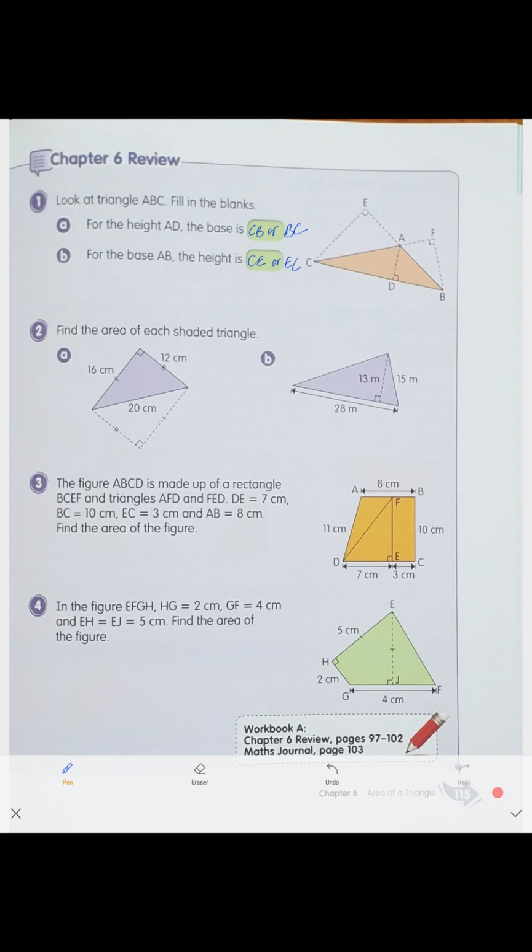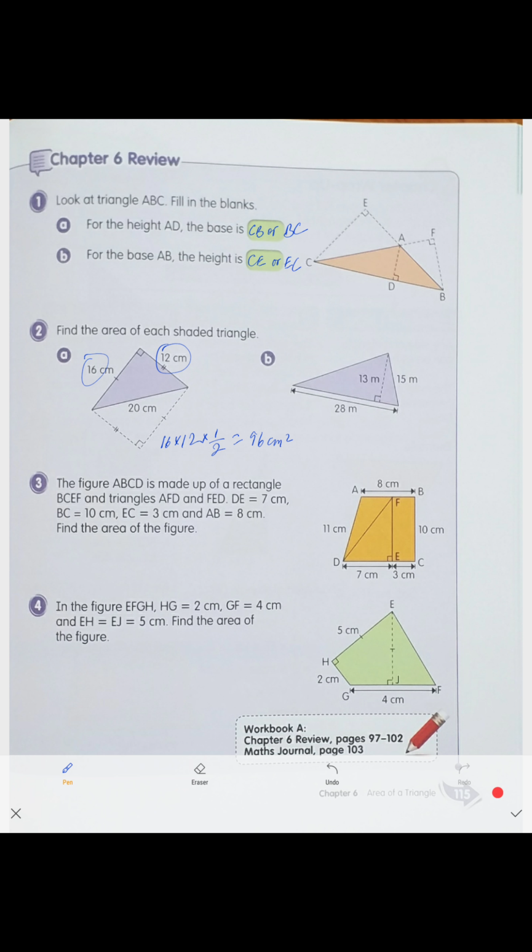Next one. Number 2, find the area of each shaded triangle, right? Very easy. A triangle is half of a rectangle, so we calculate the rectangle. Here the side is 16, here the side is 12. So the area of the triangle is 16 times 12 times 1/2. Do your math, which is 96 square centimeters, right?